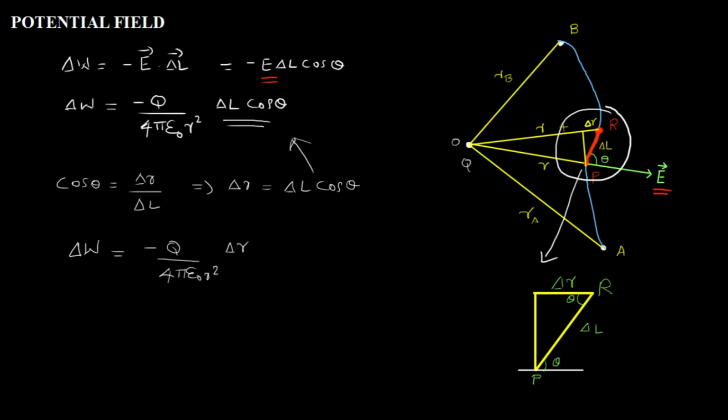So this is a small work done in moving that charge only from P to R. Many such P to R segments exist on the path. In the sense, from P to R, then R to Q, and this way this small delta L will take me to B. I have started my journey from A, and I have to reach the final point B. So I will take many small paths to reach there.